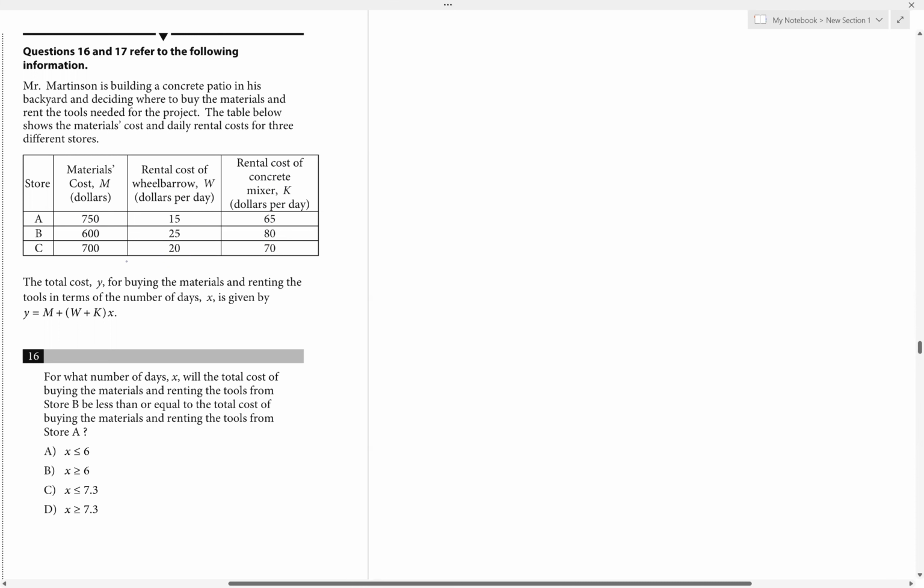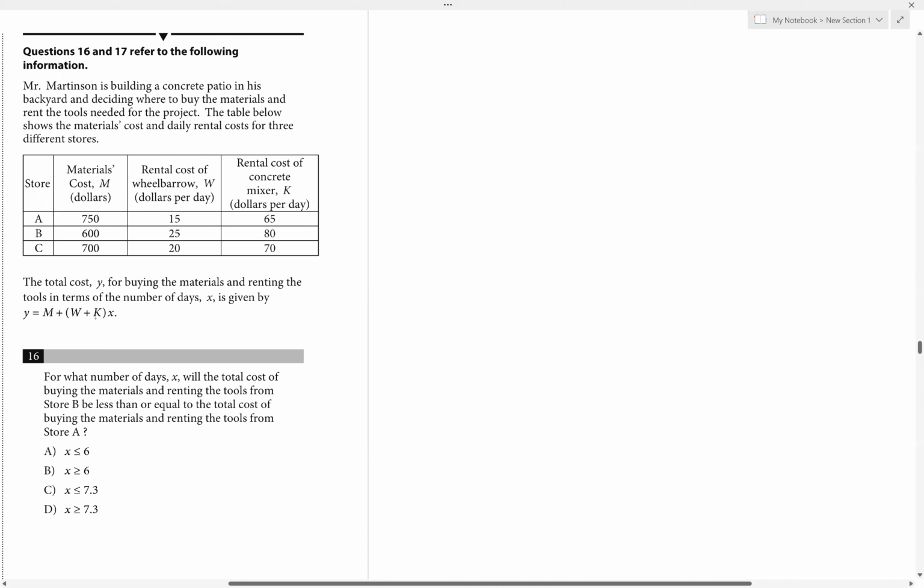Okay, so the total cost Y for buying the materials and renting the tools, in terms of the number of days X, is given by this equation: Y equals M plus (W plus K) times X. Okay, so M is the material cost plus the daily cost, right? The total daily cost for each day, and then times X is however many days we have. That should give us the total.